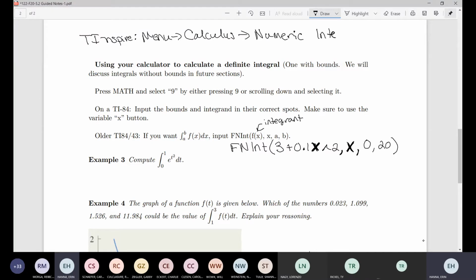Numeric. And then you just fill out the fields. So that's how you calculate integrals on your calculator. Again, don't get too used to it because we are going to need to calculate them by hand as well. And that's how you do them.